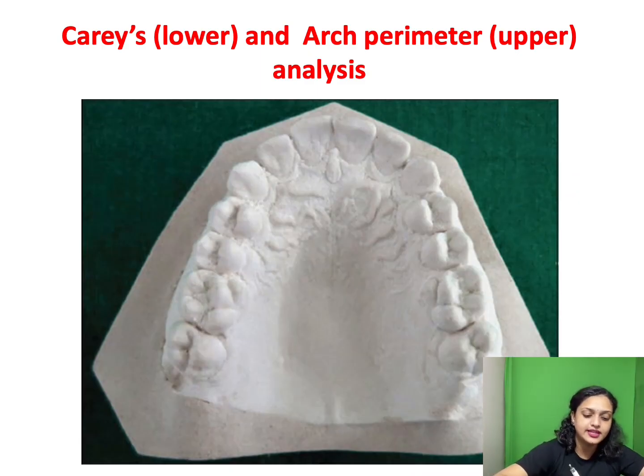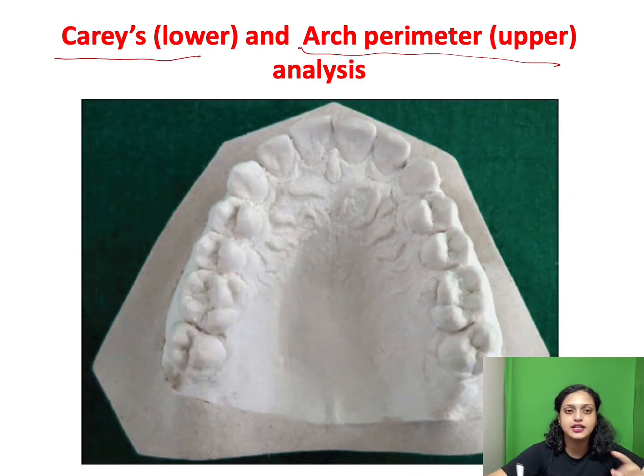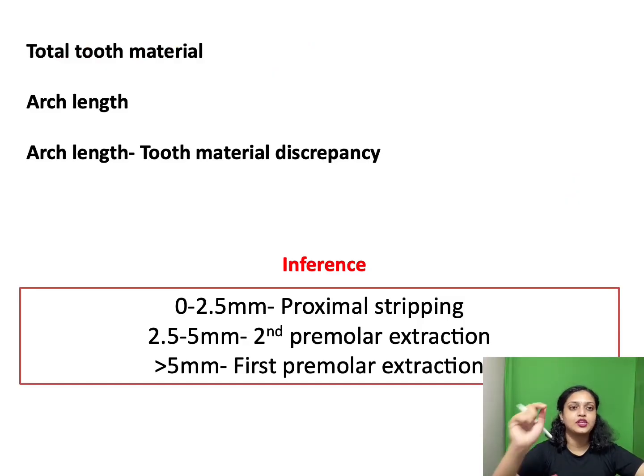You need to remember Carey's is done in the lower arch, and arch perimeter analysis is done in the upper arch. This could also be a potential MCQ. So Carey's and arch perimeter analysis is used to check the arch length discrepancy. So total tooth material is calculated.